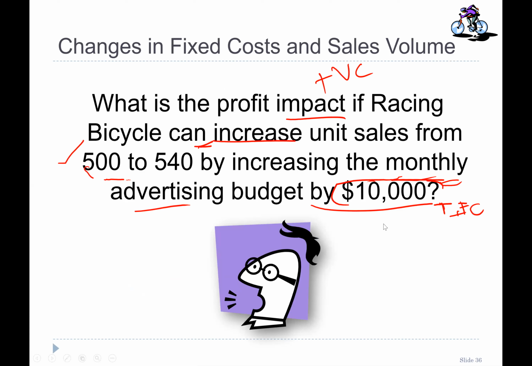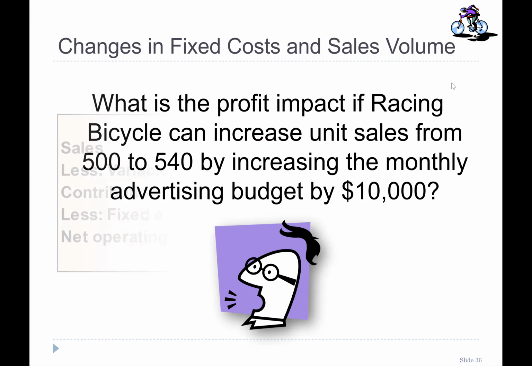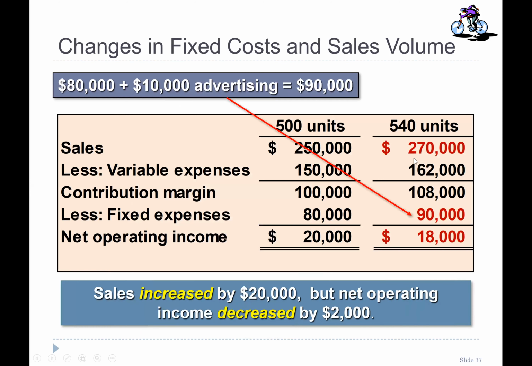So the contribution margin remains the same, right? Because there is no change on a per unit basis. We still have 300 variable cost, 200 contribution margin, right? So let's do that. So our sales increase, right? But our fixed expense also increases.